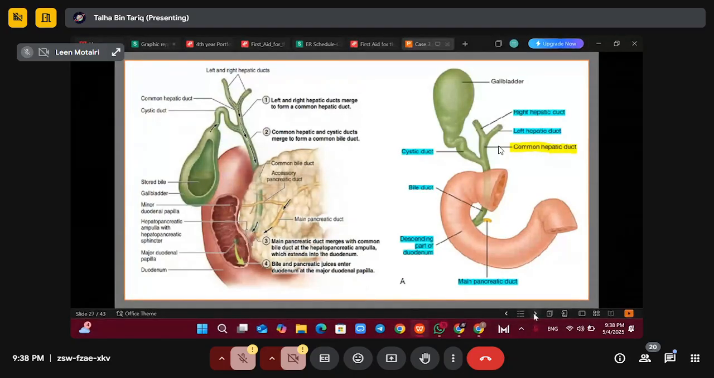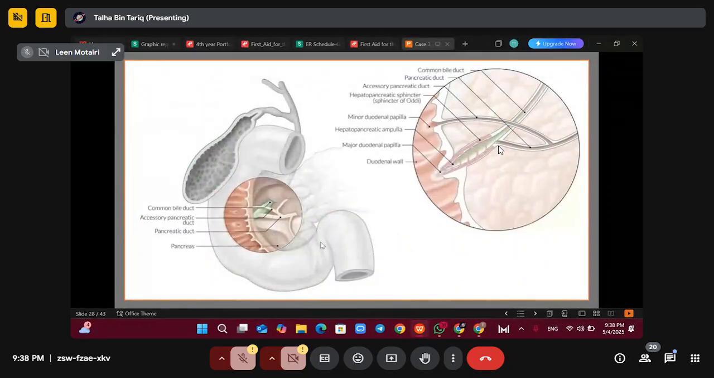Then let's move on. This is another picture, just more magnified. So you can see the common bile duct, right? You can see the pancreatic duct. This is the pancreatic duct. This is the common bile duct. Both of these are joining, and they are emptying their contents into the duodenal wall, or the major duodenal papilla.